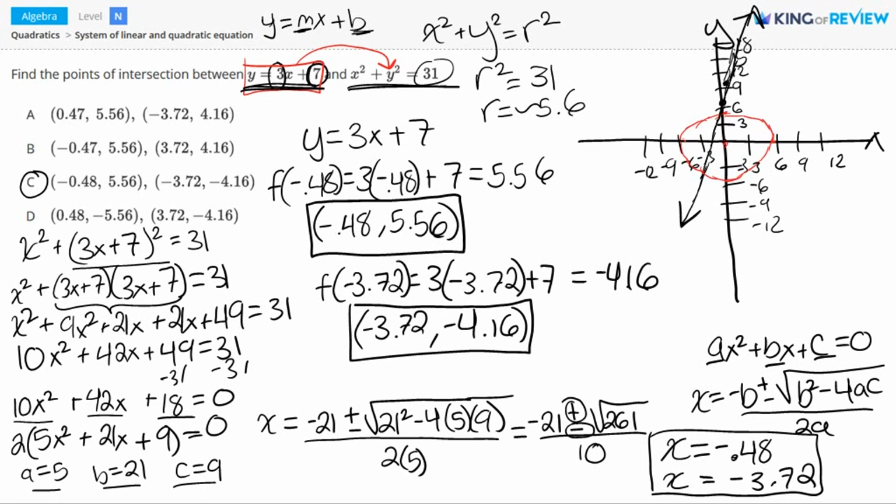And there we go. So we have a line that intersects a circle. And you can see that it intersects here and right about here, so at 2 different points. And we solved for these points here.